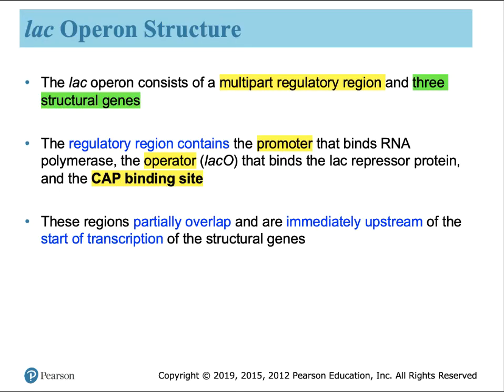The overall arrangement of this part of the bacterial chromosome consists of a left side and a right side. On the left side, we have the regulatory region. Attached to it, immediately on the right side, are the 3 structural genes. The regulatory region consists of 3 very important zones on the DNA. The first is the promoter that binds RNA polymerase. The second is the operator, called lacO, that binds the lactose repressor protein.